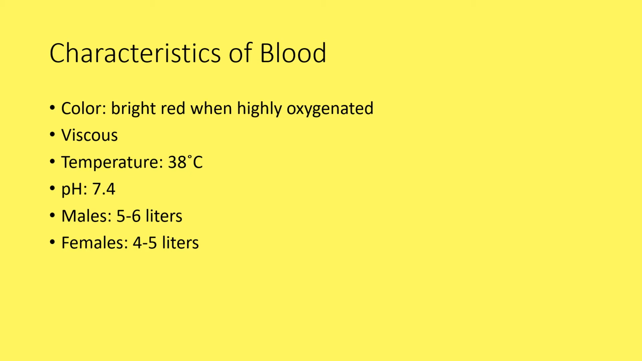The temperature is about 38 degrees C, so it's a little bit warmer. Internal body temperature is usually on average about 37, so the blood itself is a little bit warmer. As I said, it carries heat with it. The pH on average is 7.4. The pH of the blood must be maintained between a pH of 7.35 and 7.45. If it drops below 7.35, you can start having problems. If it goes above 7.45, you can also have serious problems.